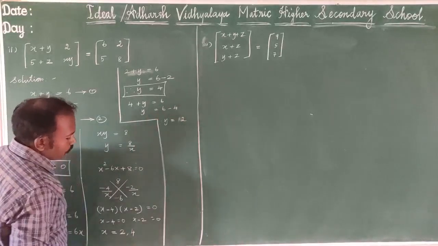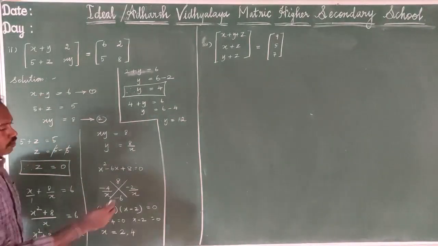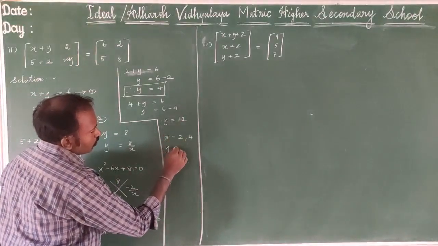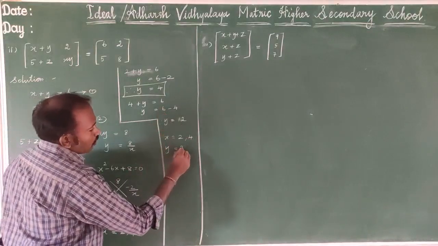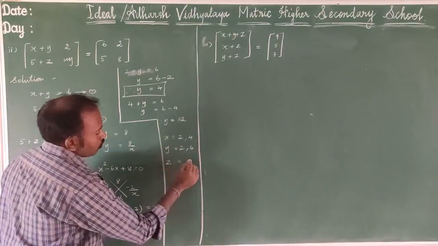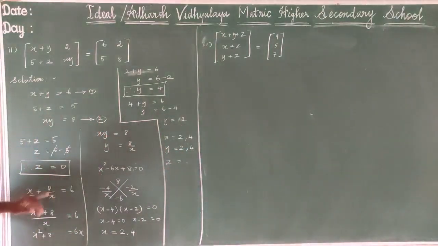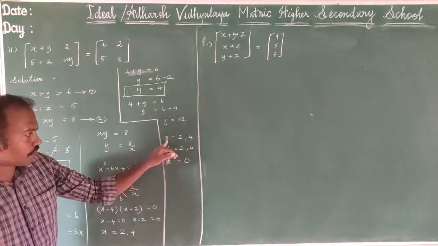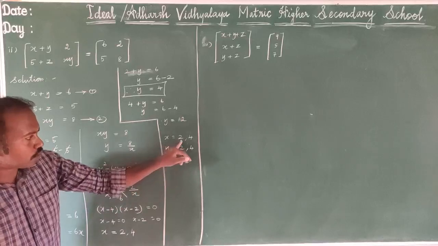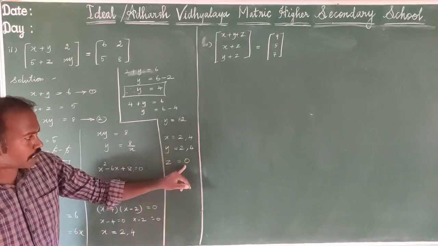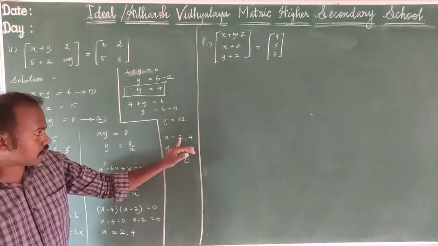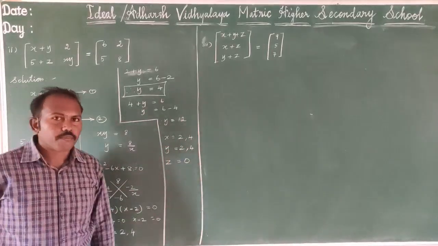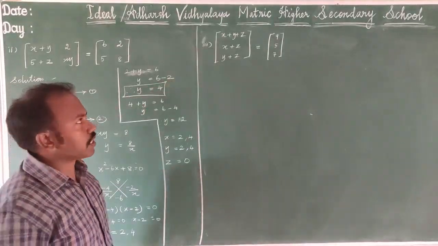That's all. Therefore x is equal to 2 comma 4, then y is equal to 2 comma 4, and z is equal to 0. The values of x, y and z are 2 comma 4 comma 0. Next one, third solution.